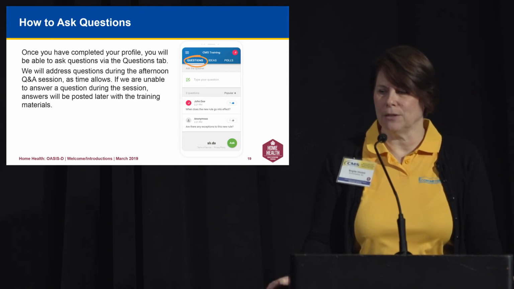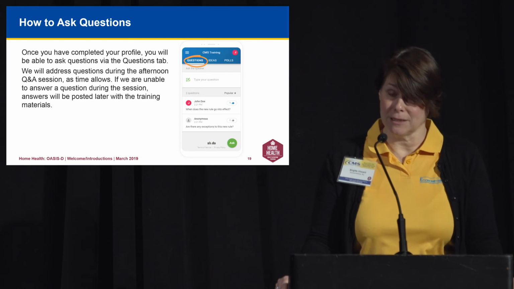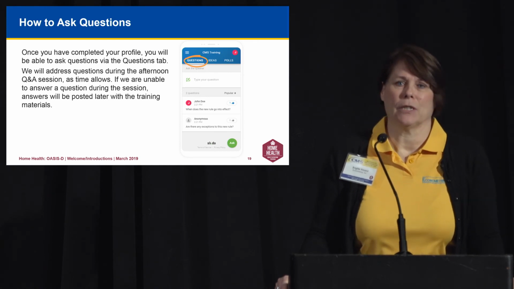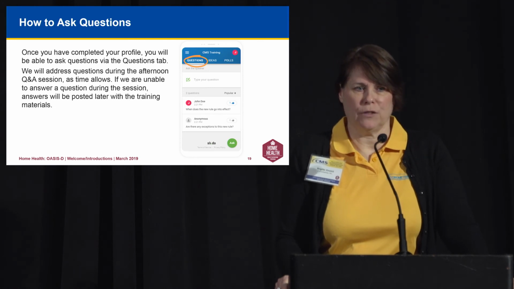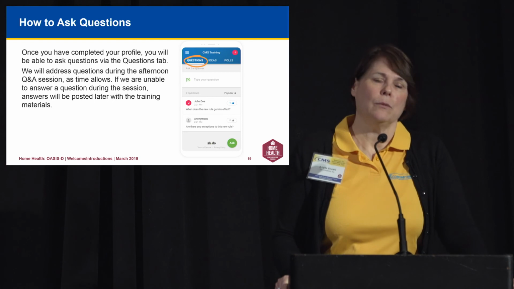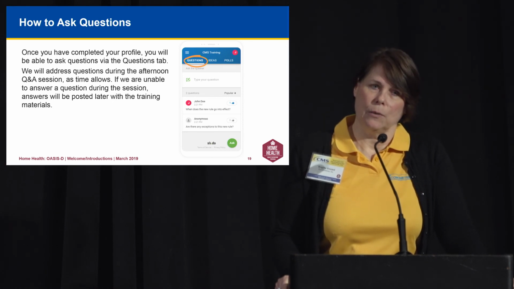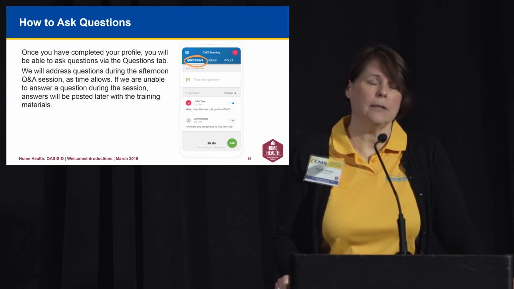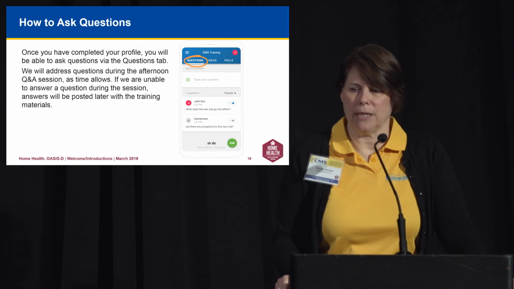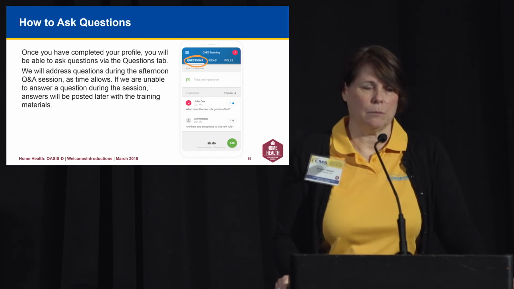We basically look at the questions that have the most responses first and then work our way down. And when you are entering your questions, it would be very helpful if you would enter both the section number and also the item number, if an item number is appropriate. Again, that will help us respond to questions more quickly and efficiently.